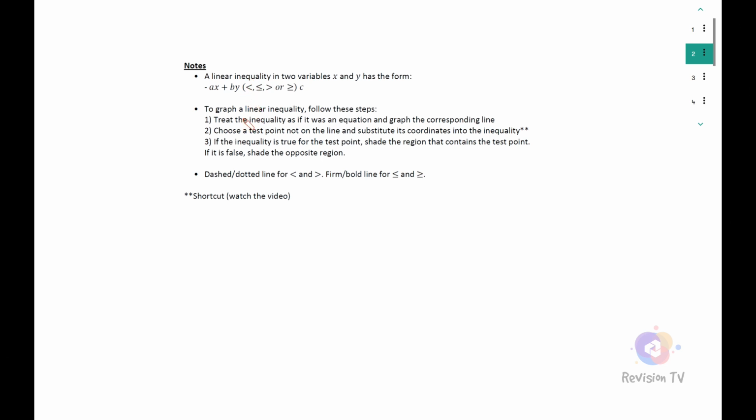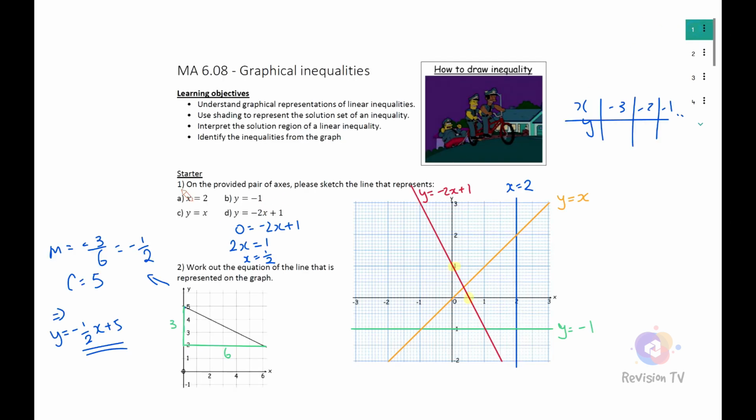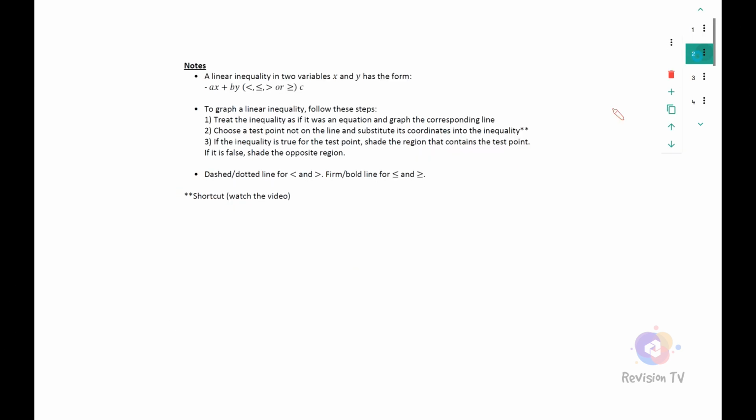To graph a linear inequality, we can follow these steps. Okay, first of all, we're going to treat the inequality as if it was an equation. So change the inequality symbol into just an equals sign, and graph the corresponding line. You should know how to graph them, like in the starter question you've just done. And then we're going to choose a point that is not on the line and substitute its coordinates into the inequality. Now, there's a shortcut to this method I'm going to show you. Later in the video you will be presented with the shortcut, which personally I always use.